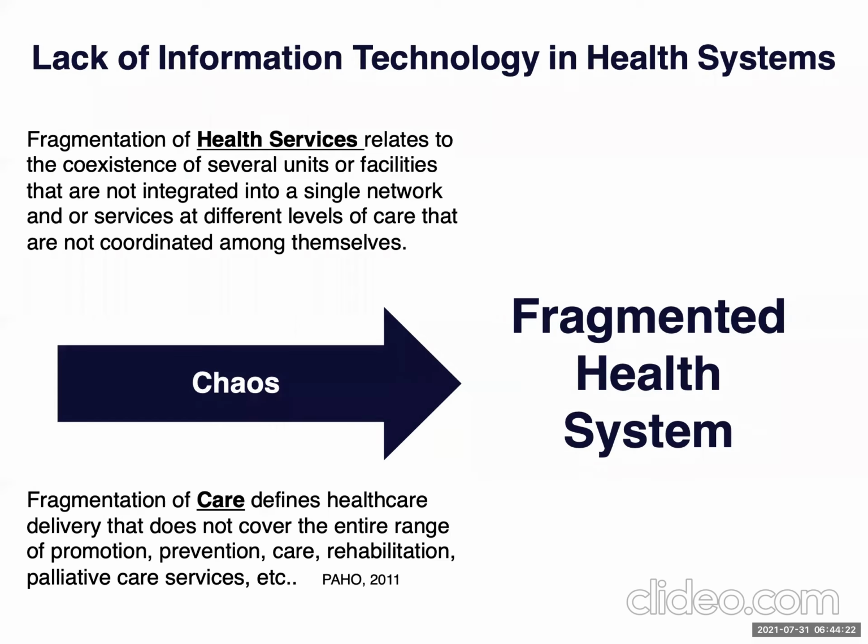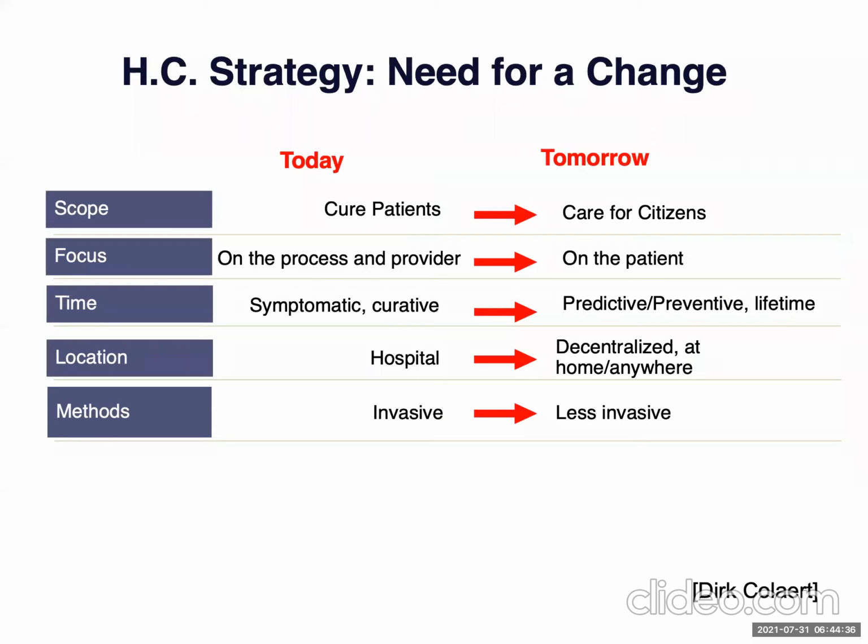And therefore, we save a big budget for governments by preventing these diseases, chronic diseases and problems from happening. The lack of information technology in the healthcare system is due to the fact that most of this healthcare system is becoming fragmented, and therefore the need for a change is there. So we need to change things at the scope level. Rather than curing the patient, we want to care for citizens in the future, which means that we change the focus from the patient to the citizens.